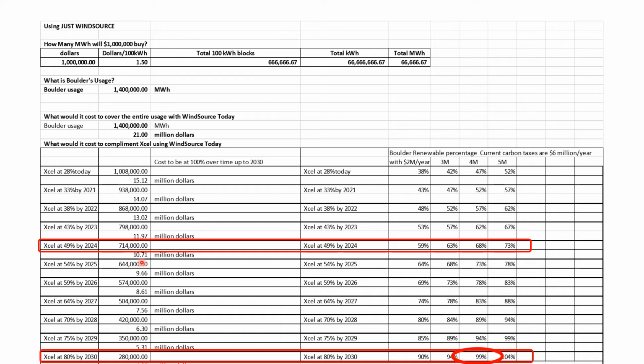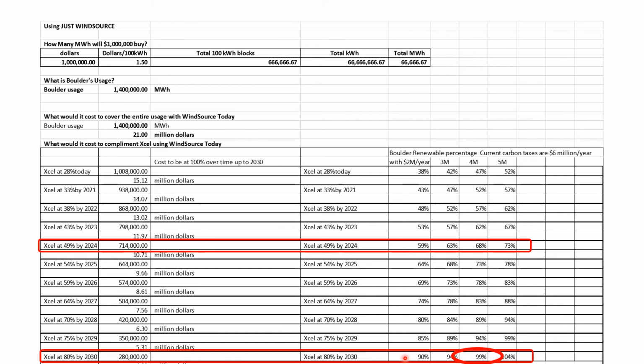To cover the entire remaining amount of Boulder's electric usage would cost us $10.7 million. So if Xcel's at 49%, we could be at 59%, spending $2 million per year, etc., up to 73%. And let's jump all the way down here to find out what happens at 2030. By 2030, Xcel is committed to be 80% renewables.